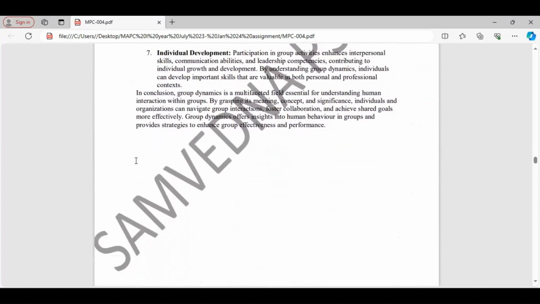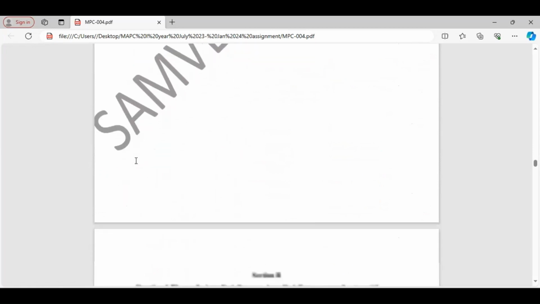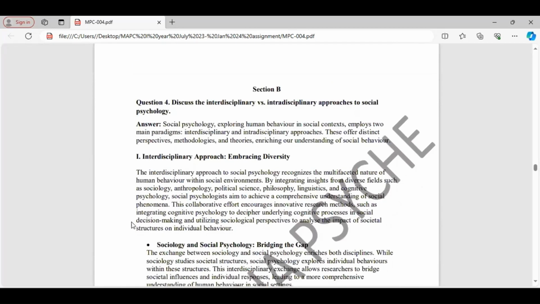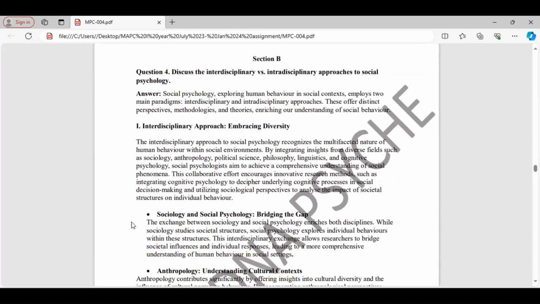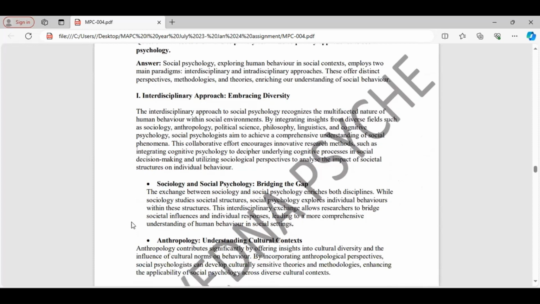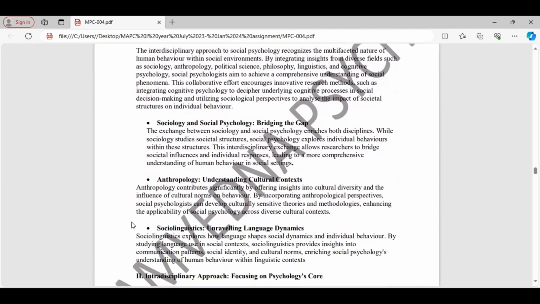Section A is completed. Let's move on to section B. Question 4. Discuss the interdisciplinary versus intradisciplinary approaches to social psychology. Here, first we'll discuss the interdisciplinary approach, how it along with other branches or other fields, how it helps in embracing diversity. Like the first one, sociology and social psychology, how together they are helping in bridging the gap.